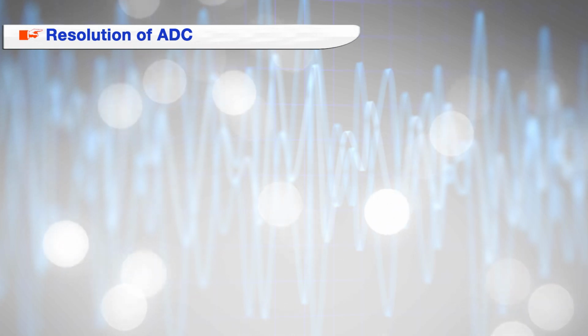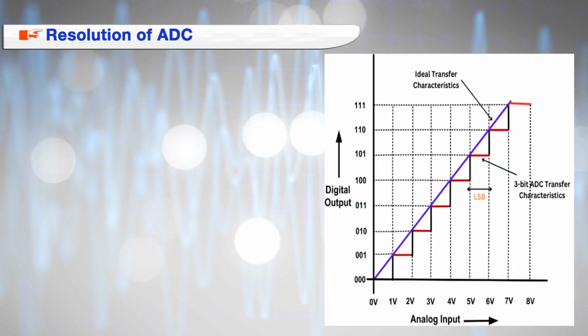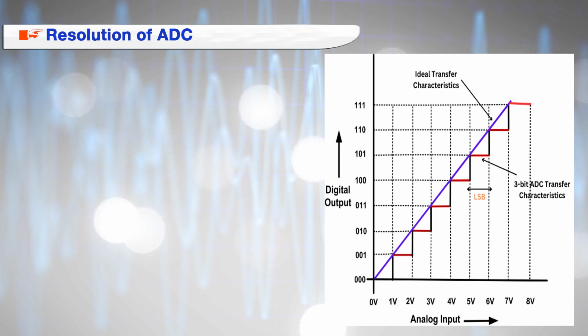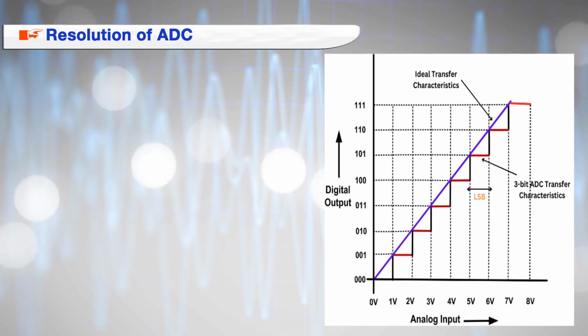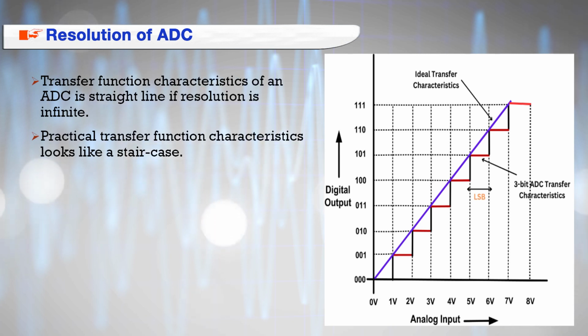Now here we have drawn a graph between digital output and analog input for a 3-bit ADC having full scale range of 8 volt. This graph is transfer function characteristic of ADC. So for an infinite resolution, transfer function characteristic of ADC is a straight line. It is shown here with the help of a blue line. Practical transfer function characteristic looks like a staircase as shown in the diagram. So everything we have learned yet about quantization and resolution can be understood through this characteristic.